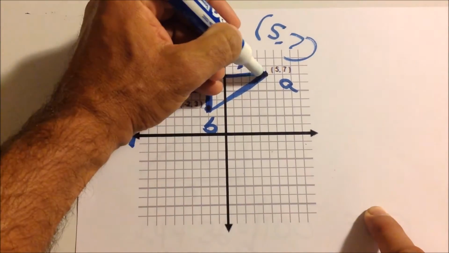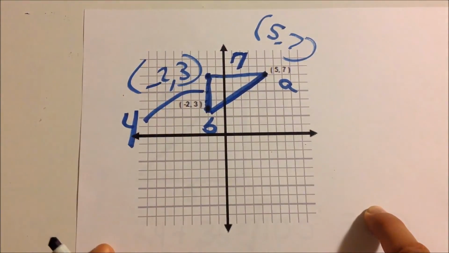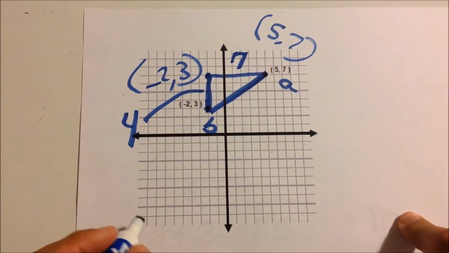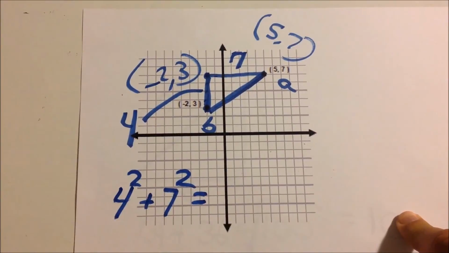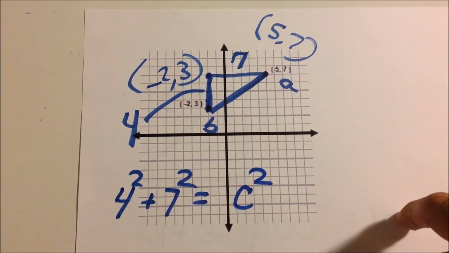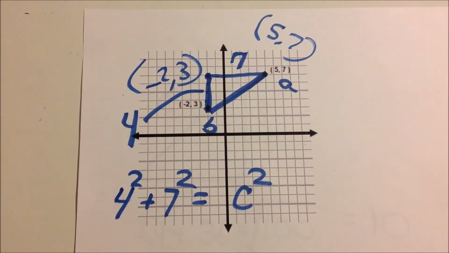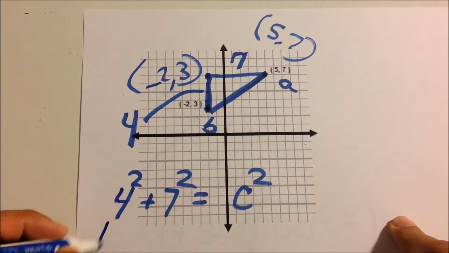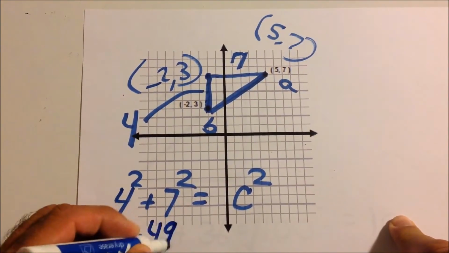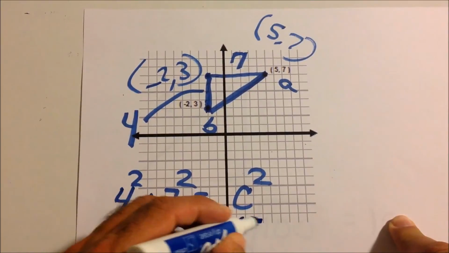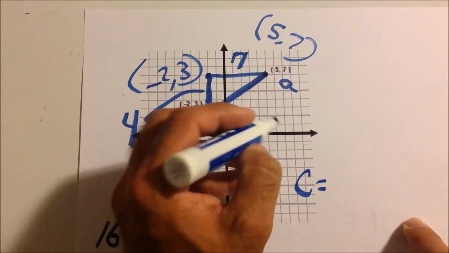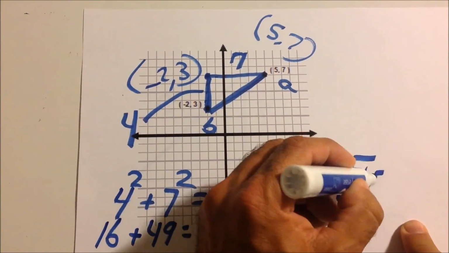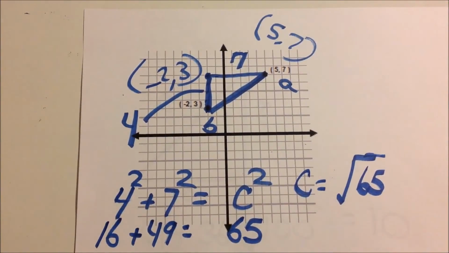Now we need to know what this distance here is. We have 4 squared plus 7 squared. What will that give us? Try that. Okay, 4 squared is 16, and 7 squared is 49. So c squared will be 65. So c, and you can put this on a test, will be the square root of 65. That would be the answer: the square root of 65.